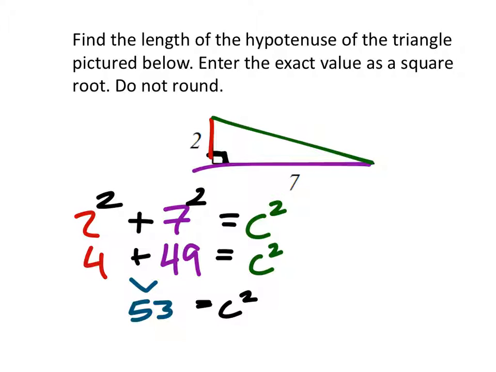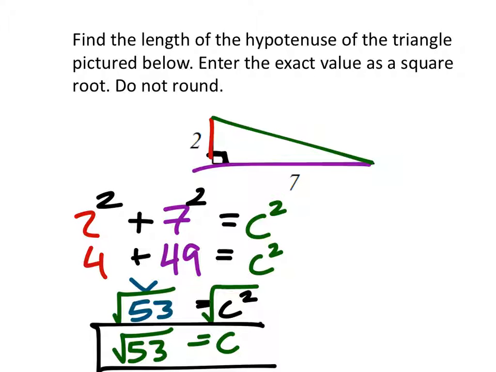But I don't want c squared, I don't want the hypotenuse squared. What I want is just the hypotenuse. So to solve this one, I will be square rooting both sides. The square root of c squared is just c, and now I've got the square root of 53. It didn't give us any units on that. It said it wanted the exact value, so we're not going to round or plug this into the calculator. We're just done.